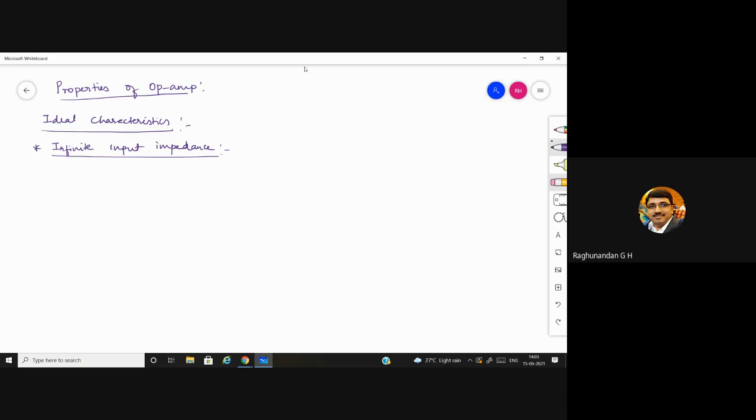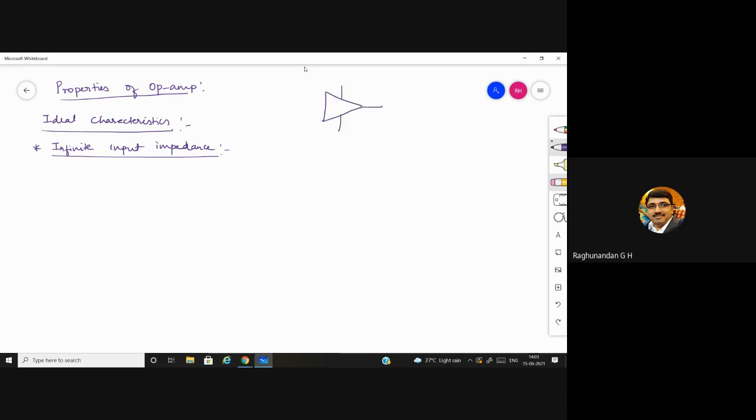Otherwise, if the input impedance is low and it is the other way around, obviously it's not an amplifier, it's an attenuator, because it is reducing the gain. Input was high, and if it is giving the output as low, it's reducing the gain, so it acts as an attenuator, not as an amplifier. So ideal characteristics tell infinite input impedance. The op amp will not draw any current from the voltage source.